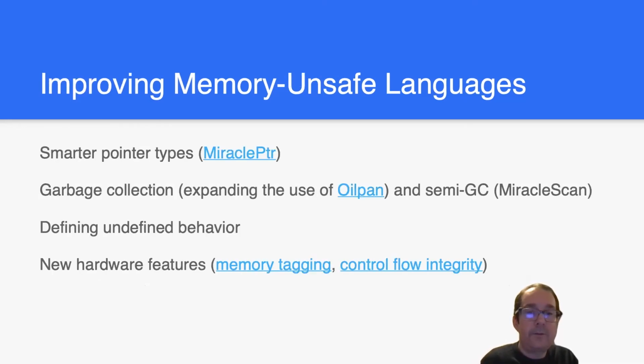So another thing we're looking at doing is improving memory safety in C++. We have smarter pointer types that we're working on. One is called MiraclePtr, and we are working on garbage collection, expanding the use of it. We have a garbage collector called Oilpan. We're going to be using it in PDFium soon. And a semi-GC-like technique called *Scan.